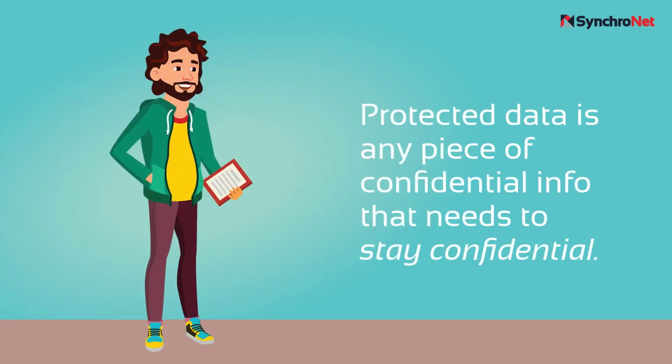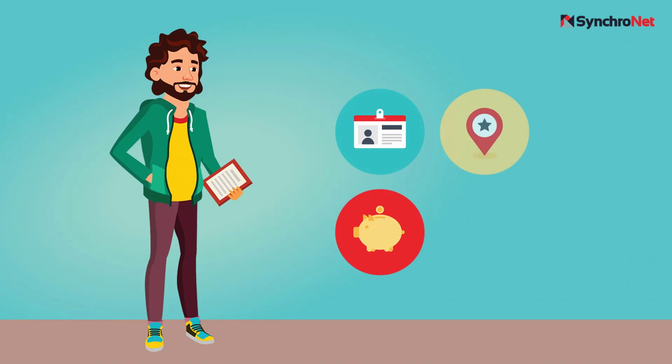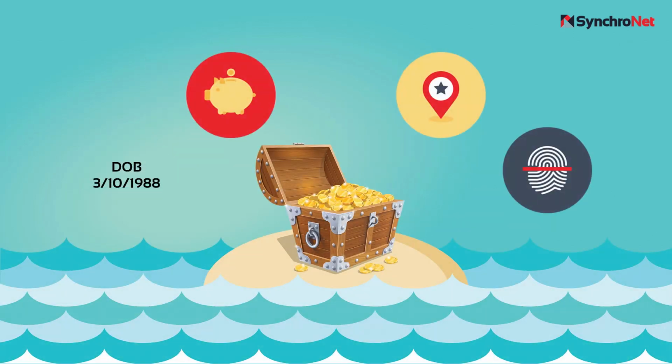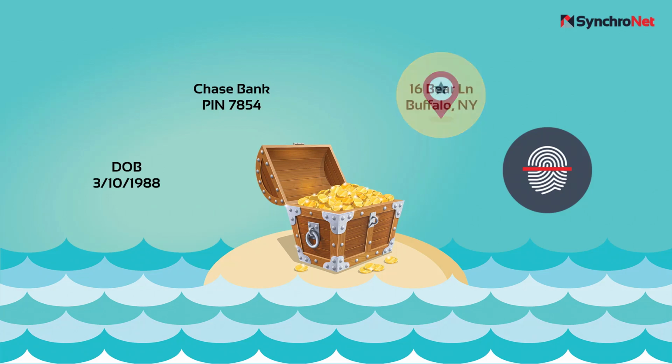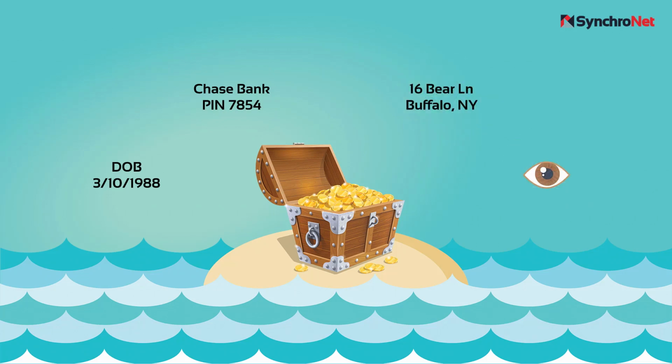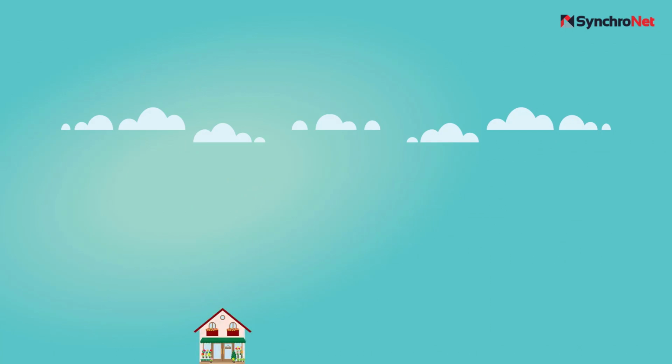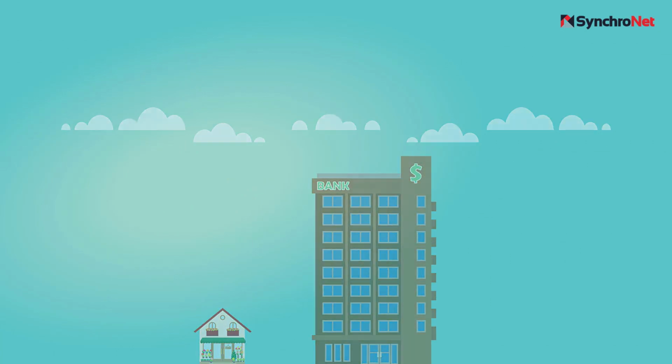But the bad guys don't stop. They want your data. Protected data is any piece of confidential info that needs to stay confidential. Protected information includes personal, financial, demographic, and biometric data. Protected data is extremely valuable, making data breaches extremely destructive and expensive. Every business works with some protected information. That means every business should implement extra authentication standards. No business is too little or too big to skip adding 2FA or MFA.